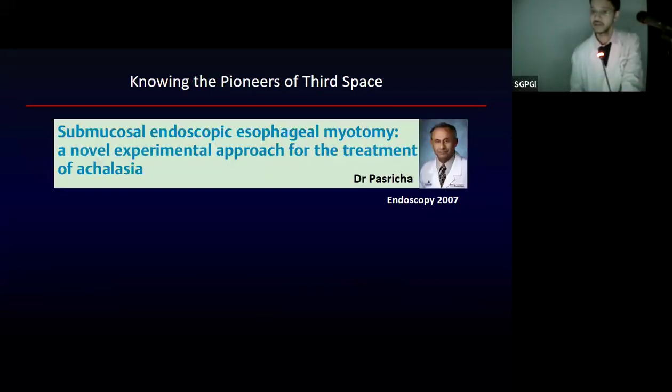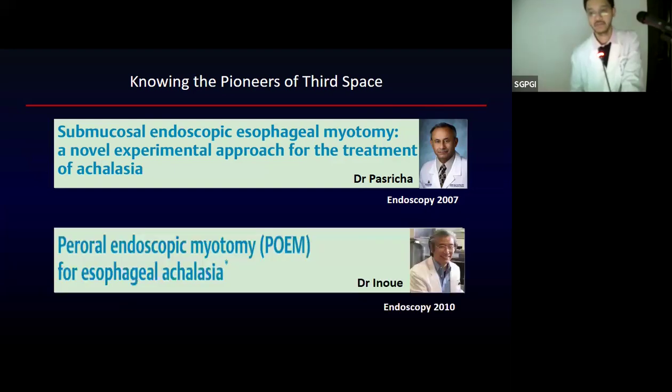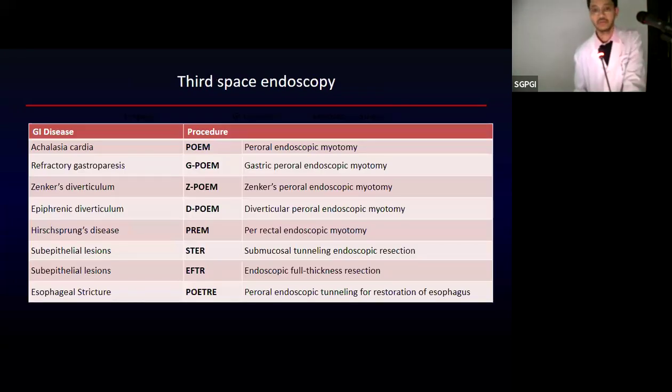So we must acknowledge the pioneers of this third space. First, an experiment was done in the animal model by Dr. Pasricha, and it was then done in a human where endoscopic myotomy was done for achalasia by Dr. Inoue. So there are multiple applications of this third space endoscopy, and it includes varied GI disorders.